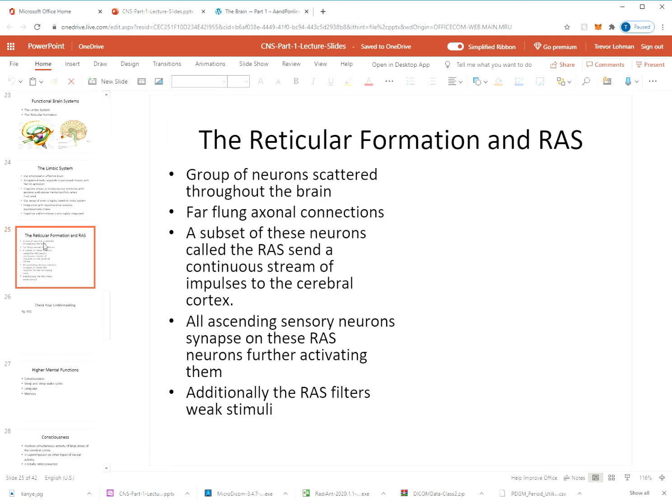But incoming sensory information stimulates it. So this is the idea that sensory stimuli, this is not like the accurate word, but wakes your brain up. It gets your brain going.